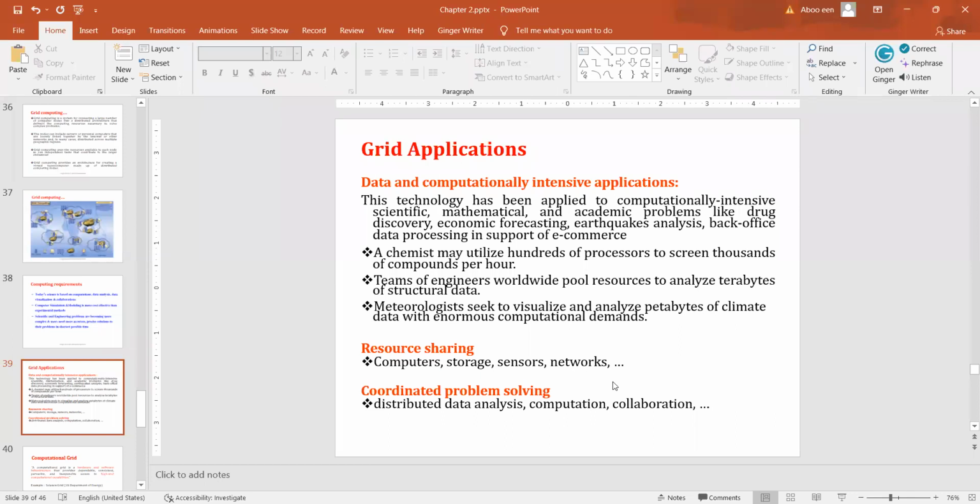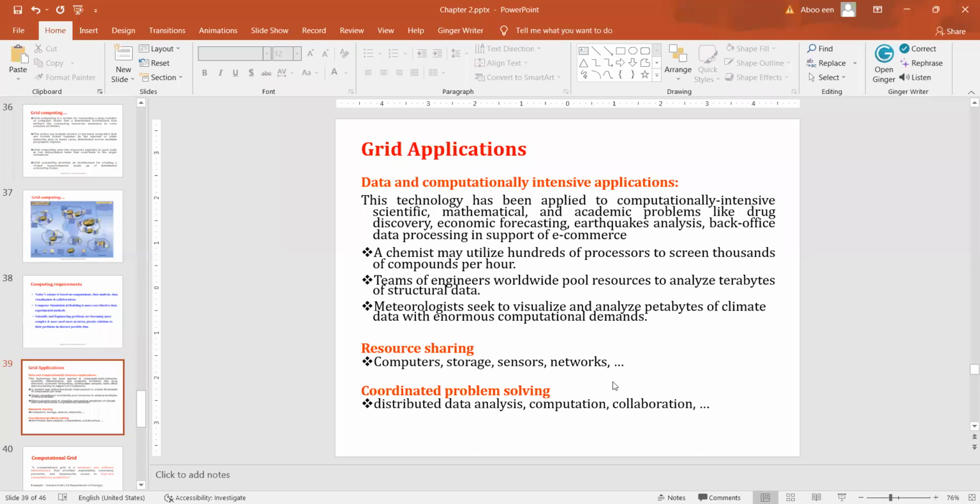And there are various categories of petabytes of climate data with enormous computational demands. So these are some grid computing applications. And resource sharing, like computers, resources, sensors, and networks. These are the resources that can be shared in grid computing. Coordinated problem solving, distributed data analysis, computation, and collaboration.